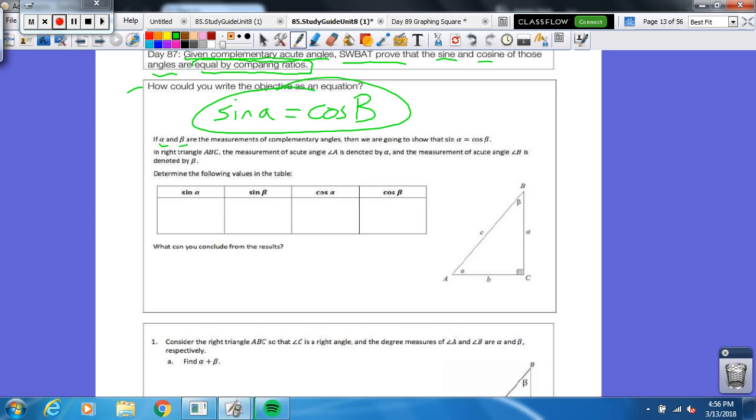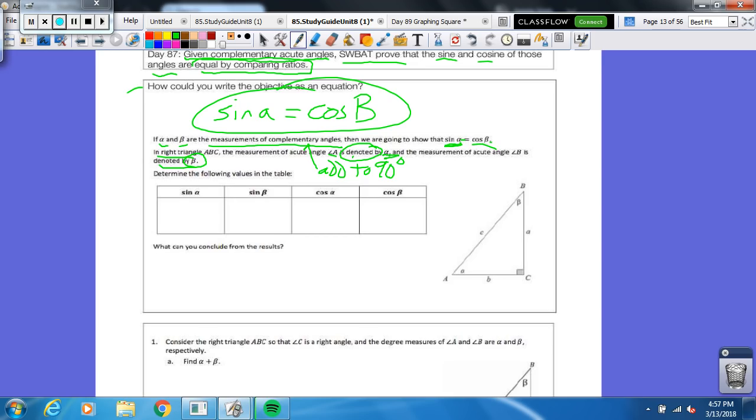So first, if A and B are measurements of complementary angles, complementary means they add to 90 degrees, then we're going to show that sine of alpha, or angle alpha, equals cosine beta. Those are Greek letters, so that's why I'm saying alpha and beta rather than A and B, because the Greeks made up a lot of this stuff. So we're going to use their alphabet. So in right triangle ABC, the measure of acute angle A is denoted by alpha, and measure of acute angle B is denoted by beta. Okay, so that's what basically says what we were talking about.